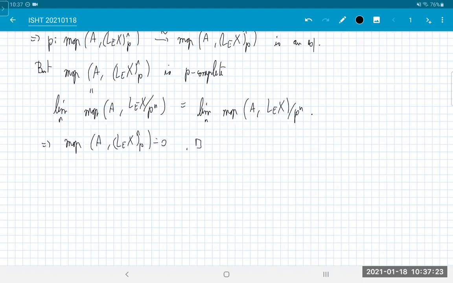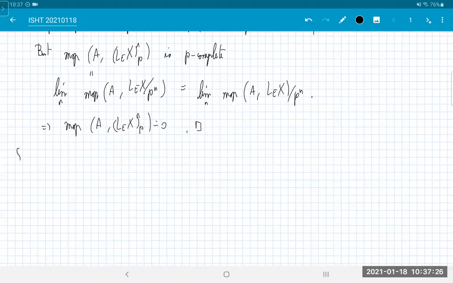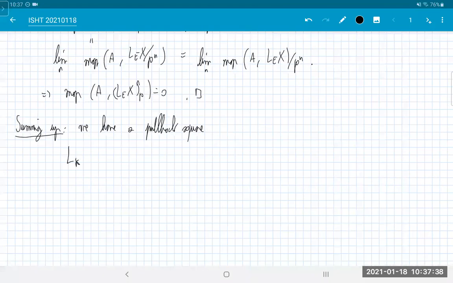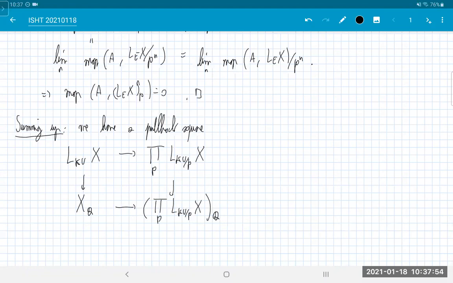Okay. Okay, so summing up, we have a pullback square. Here we have the KU localization of X going to the rationalization of X here, and here you go over P of LKU mod P X, and then the adelic part, which again is completely determined by their homotopy groups, so that's not that bad.